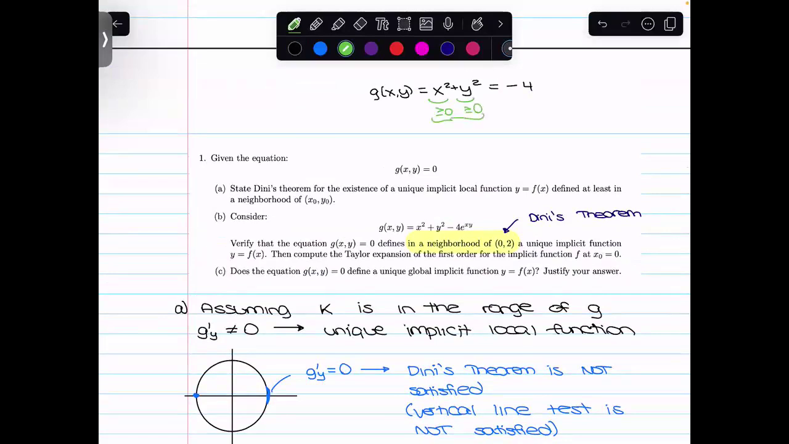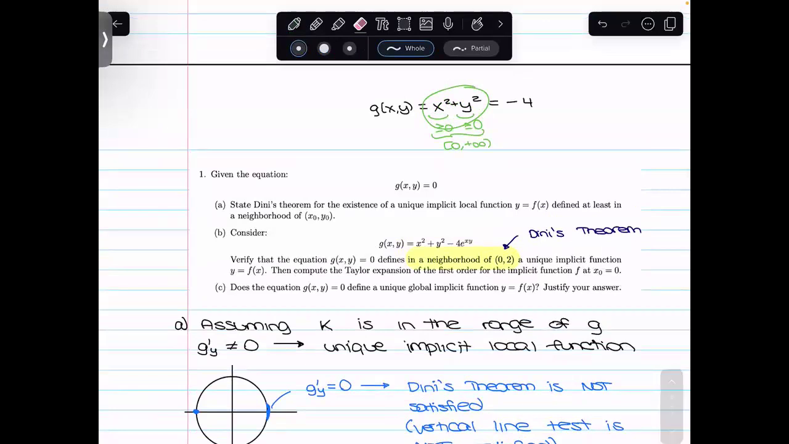So clearly here, the range of this g function is going to be everything from 0 to infinity. And -4 is obviously not in there. So this cannot give you a negative number. And if it can't give you a negative number, then we're not going to have an implicit function at all, let alone a unique one. So that's the first thing you should be checking, but realistically, it will be satisfied.